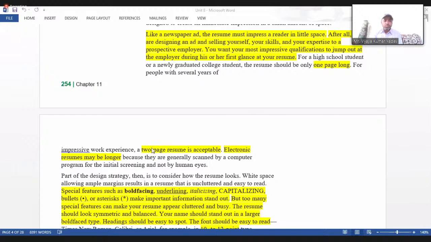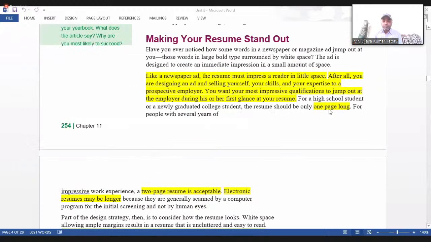Okay, a 1-page or 2-page resume is acceptable. Generally, an electronic resume may be longer. Electronic resume, it is longer. And here, 1 page, what kind of resume is 1 page?